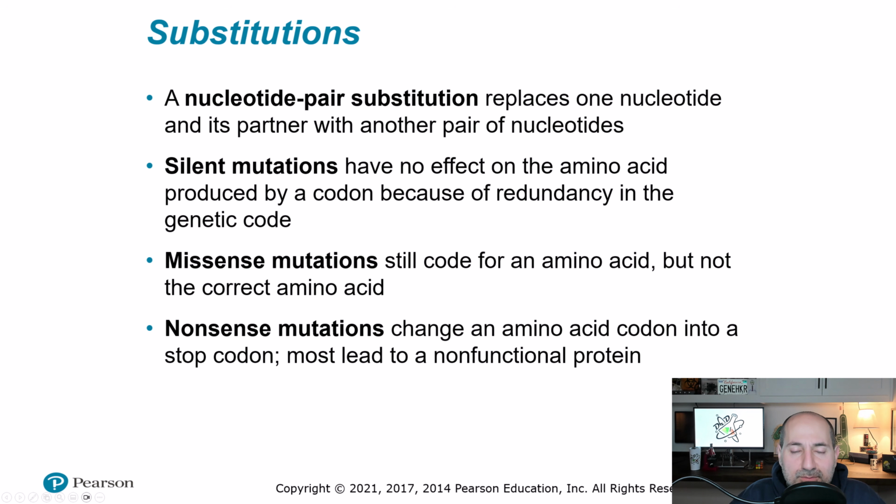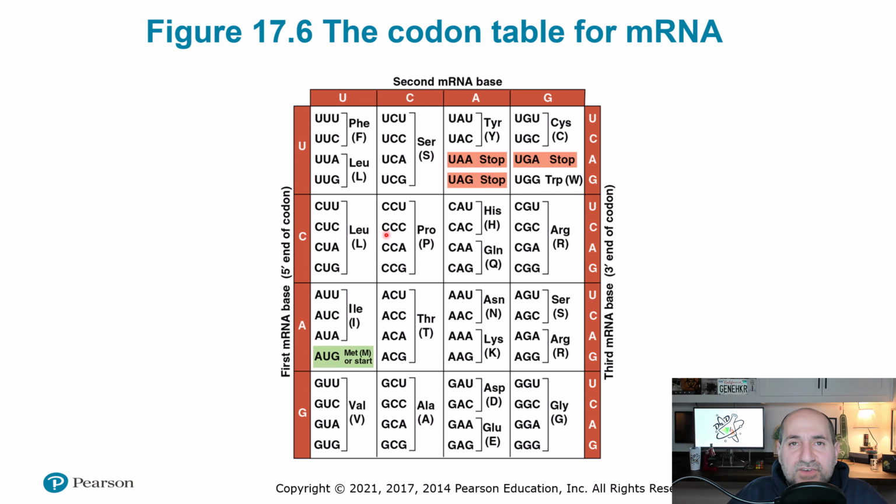Let me give you an example. What if I have a codon that should read CCC, which codes for the amino acid proline? Now, what if I mutate that to CCA? What would happen? When I look at the codon table, CCA is different because I've mutated CCC to CCA. Does that affect the outcome of my protein? Does my protein get built differently? No, because CCA codes for proline, and CCC coded for proline.